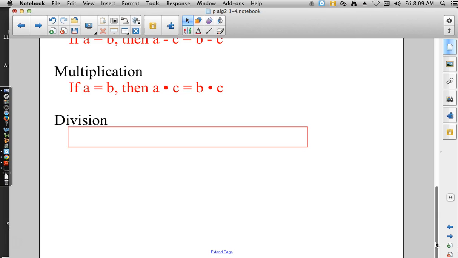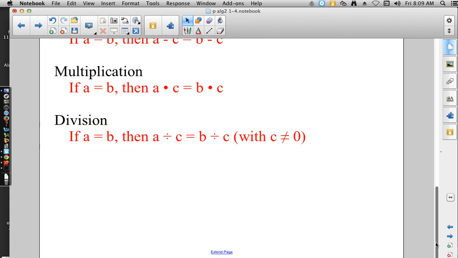Keep it balanced. Later on, we're going to find out that we could take logarithms, which is something brand new to you in second semester. But it's the same way even with logarithms. If you take the logarithm of one side, you have to take the logarithm of the other side. It's that balancing act that we do in algebra.